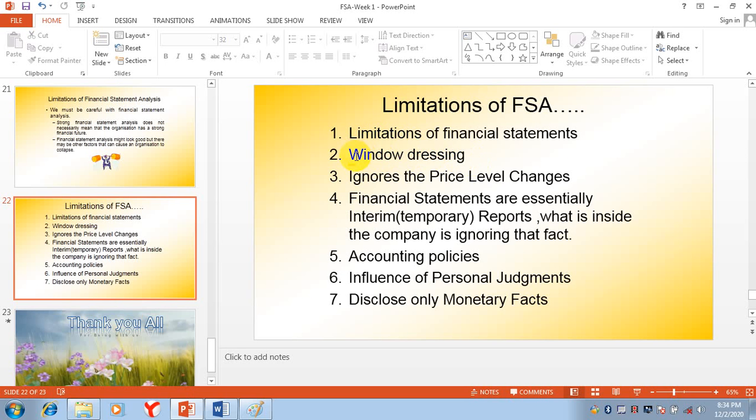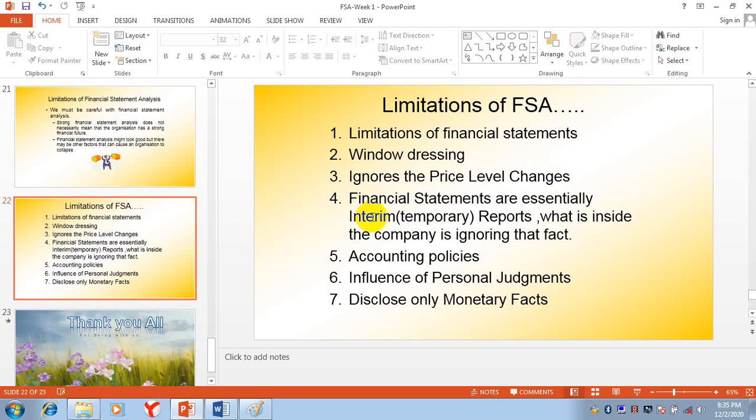Same is the case in financial statements. Financial statements are not good, but the accountant is trying to show them as good. So when we make an analysis on the basis of those window-dressed financial statements, that analysis will be a poor analysis. Ignores price level changes. Just like I told you, there is a big impact of price level changes, and in financial statement analysis we are just taking sales. We are ignoring the price in 2018 and the price in 2019. We ignored that fact.